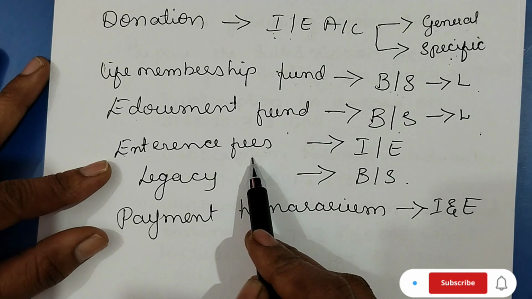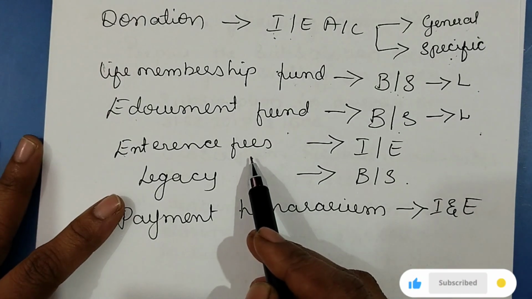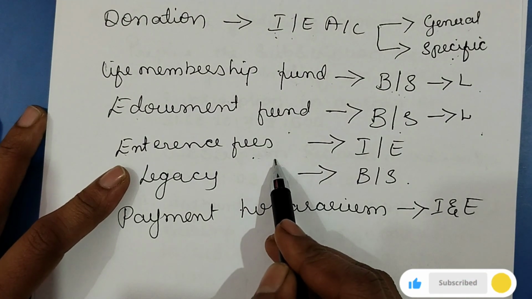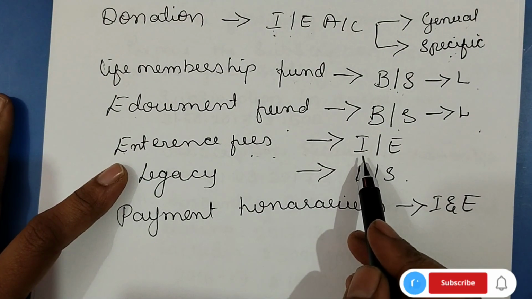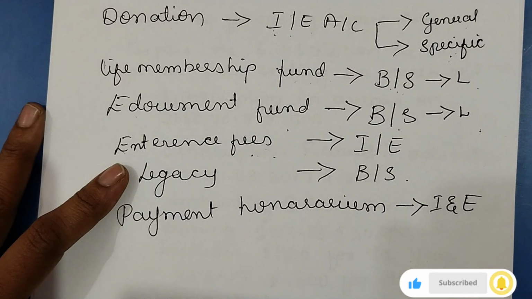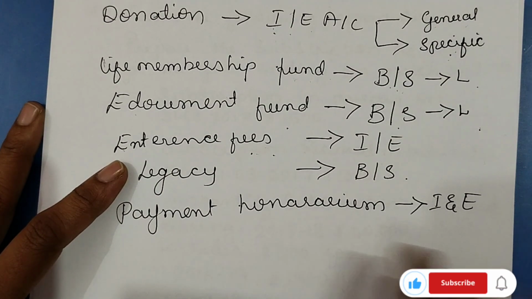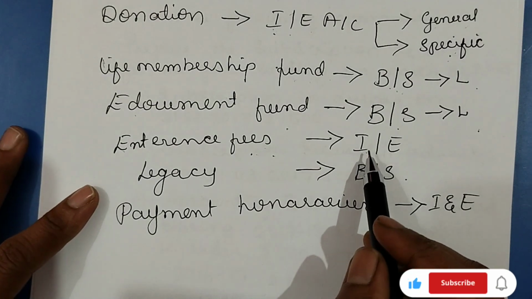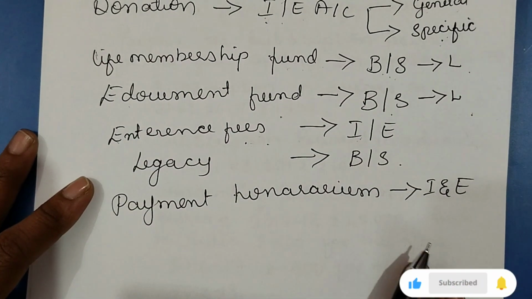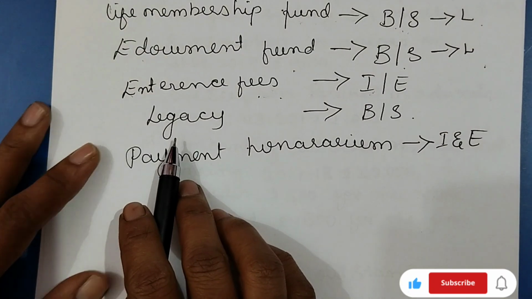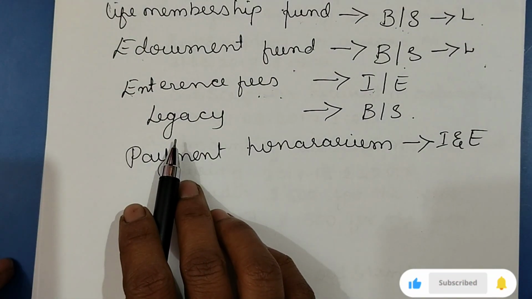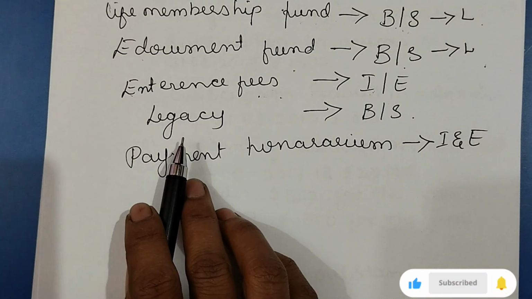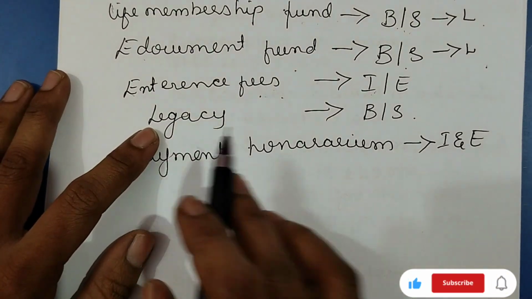Entrance fee: now clubs and others, if you are a member, they will conduct some activities, right? At that time entrance fees will be there. It is an income for them, because to meet the expenses of the program, they need to collect some money. Entrance fees they will collect, so it is an income. So that's why it will be recorded under the income and expenditure account. Legacy. Most of the trusts or educational institutions or religious bodies are running under some names, right?